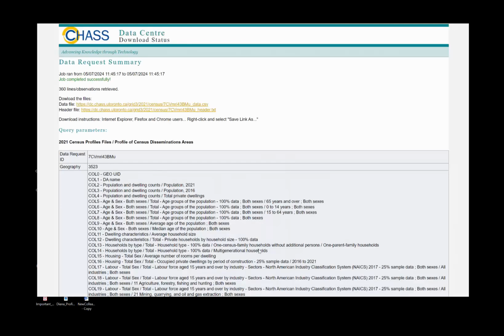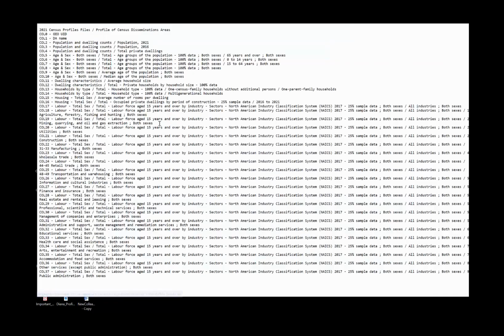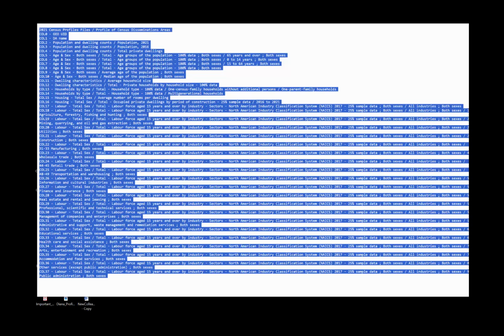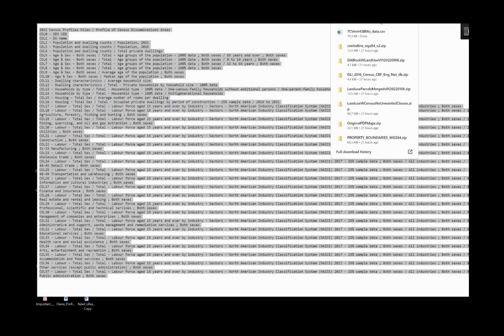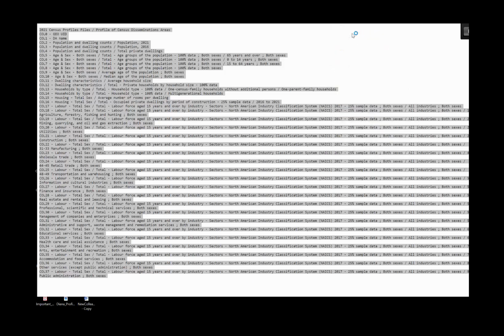There you go. So these are the files available. It's separated into two files. The first one is the data file. The second one is the header file, which is the title for your columns. So if you click, both will be downloaded. So this one you might have to copy and paste to a worksheet. So let me open this file.